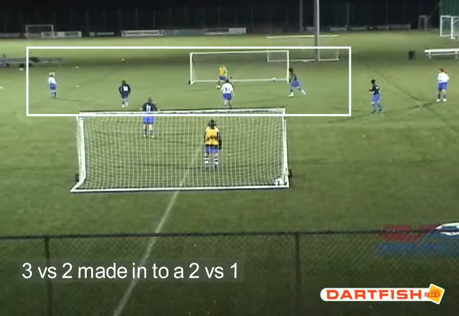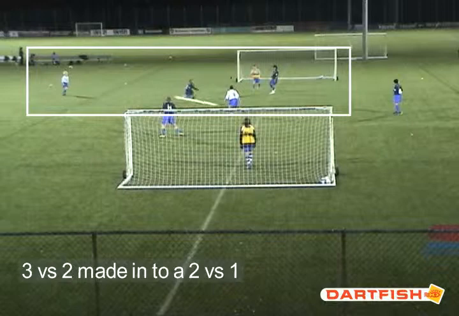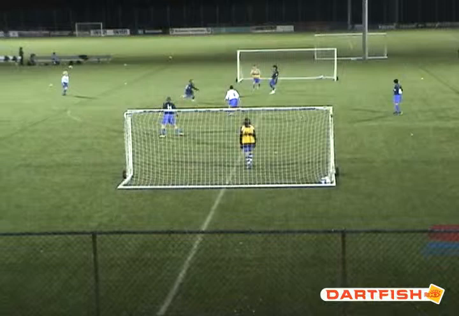Here's three white players. White on the left, a central player and the goalkeeper, playing against two blue defenders in the center of the field. The ball into the high player gets behind that line of defenders, and it's going to be played out wide. So it makes a 3 versus 2 a 2 versus 1. That one being the one defender.